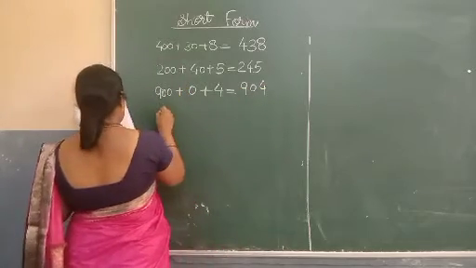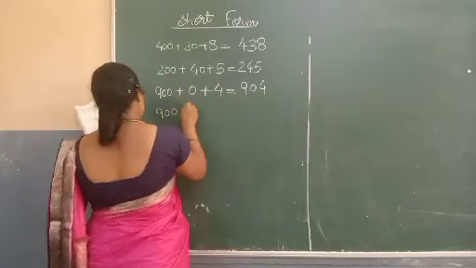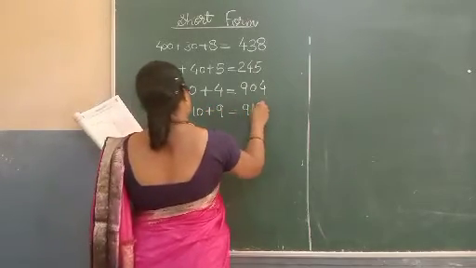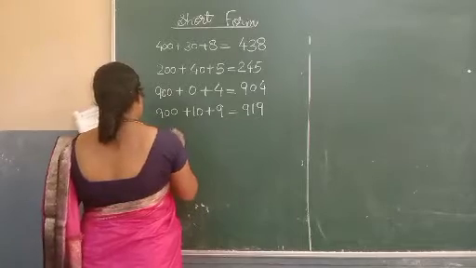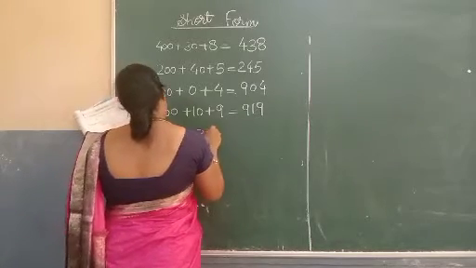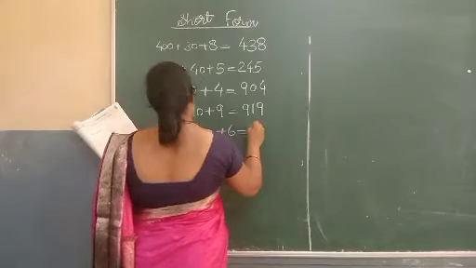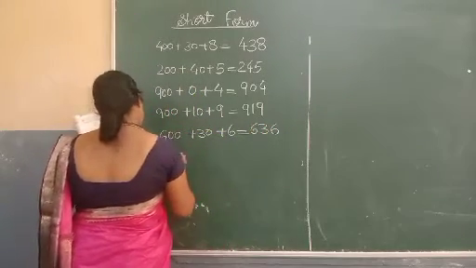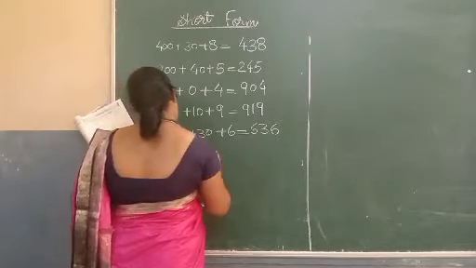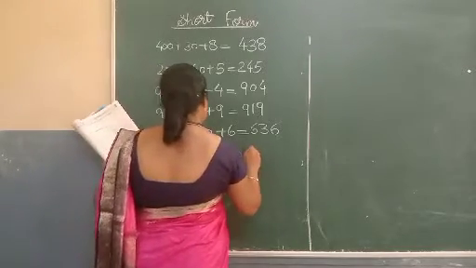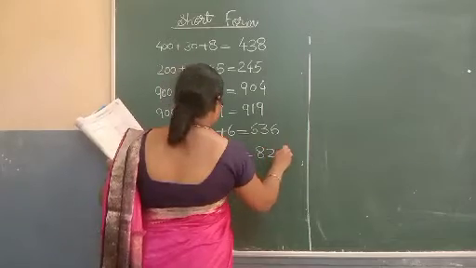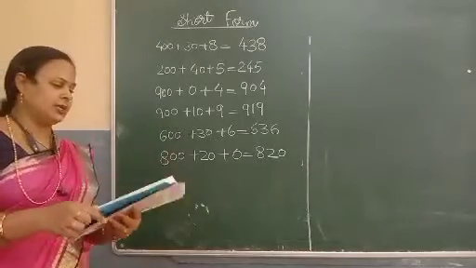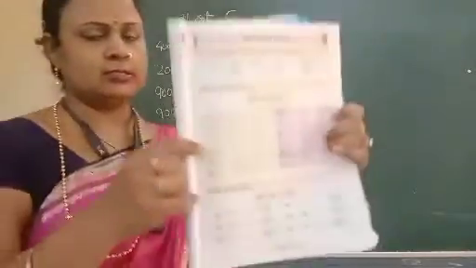904. Next, 630 plus 6 is 636. Next, 820 plus 0 is 820. Okay, all of you see and write in your book like this.